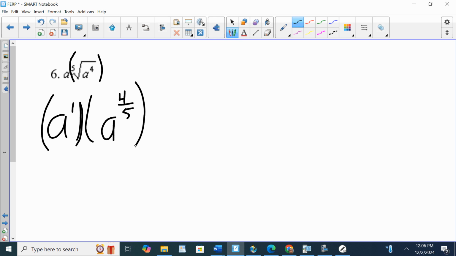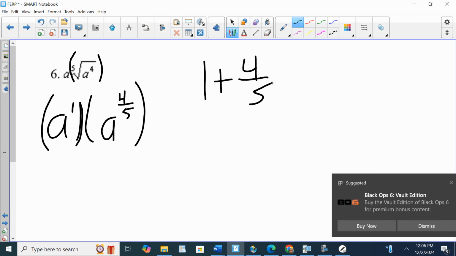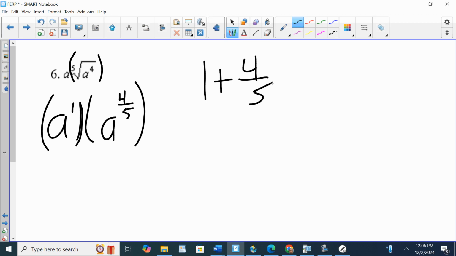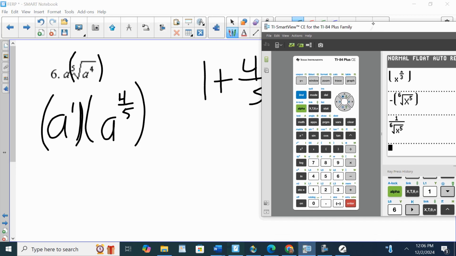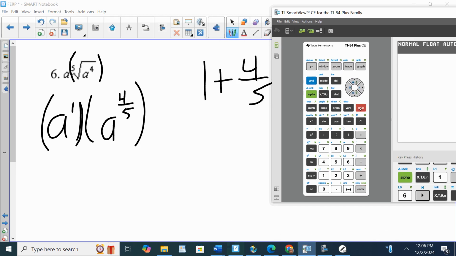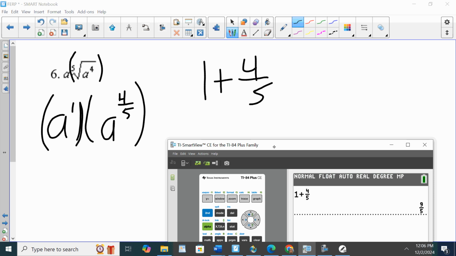Clean it up, MDM. Multiplication. Yes, I see multiplication. When I'm multiplying, I add my exponents. So I'm doing 1 plus 4/5. Keep it simple. A lot of us are not good with fractions, so just type in 1 plus 4/5. I get 9/5.